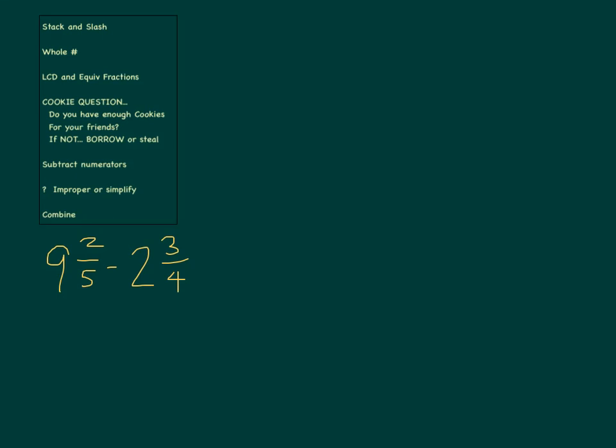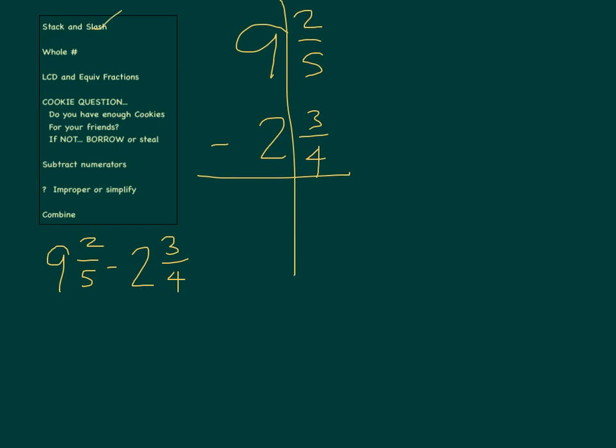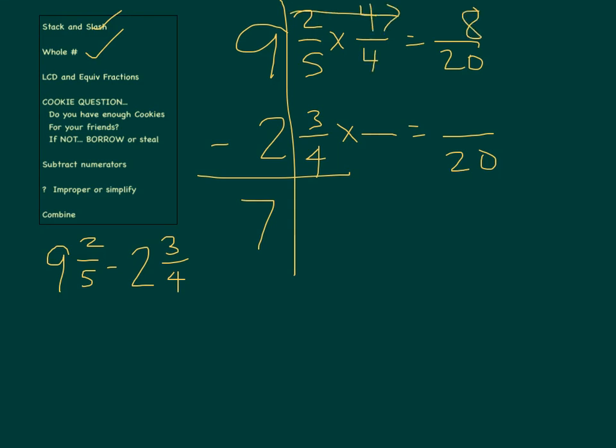All right, time to check. 9 2/5 minus 2 3/4. Stack, slash, whole numbers. 9 minus 2 is 7. Common denominator. Common denominator for 5 and 4 will be 20. 5 times 4, 2 times 4 is 8. 4 times 5, 3 times 5 is 15.